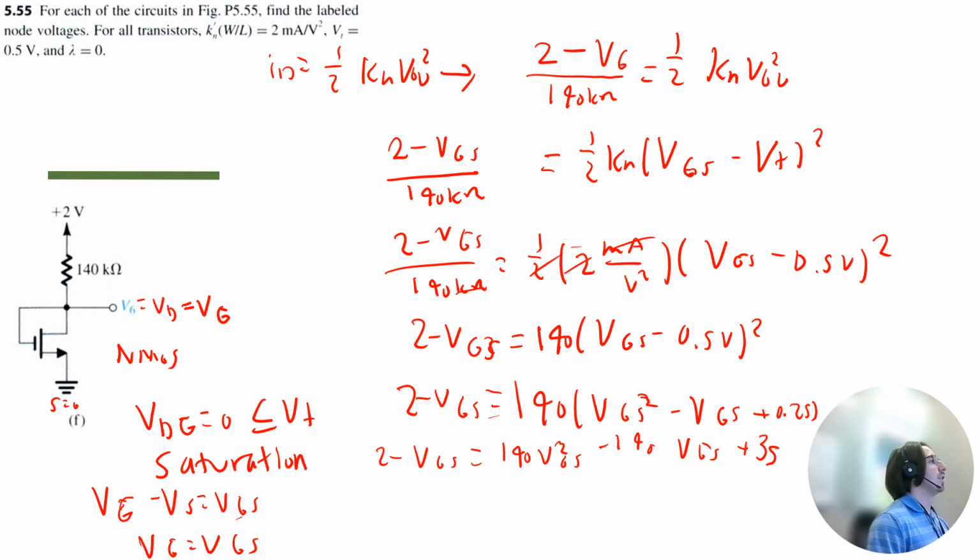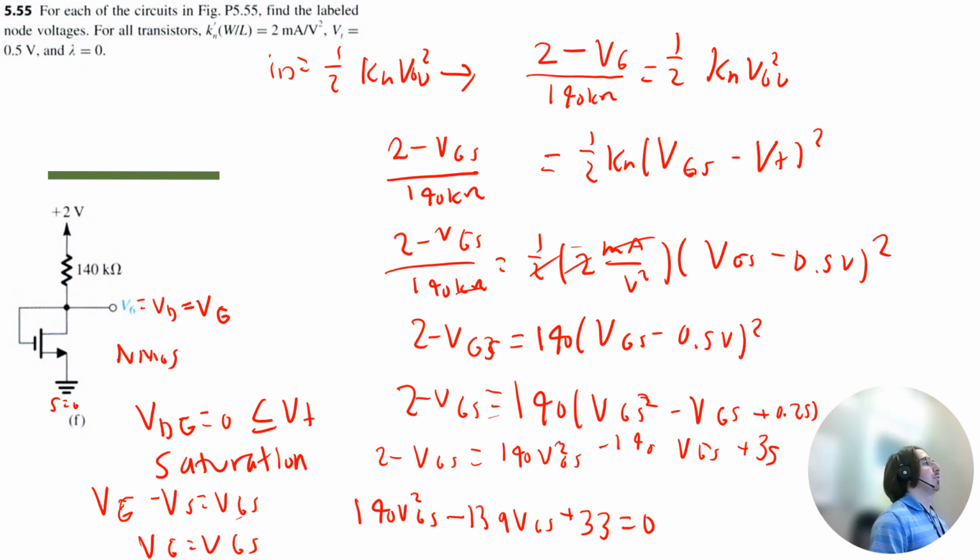Okay, and let's get everything to one side of the equation. So we'll have 140 VGS squared. We're going to add a VGS to the other side, so it's going to be minus 139 VGS now. We're going to subtract 2 to the other side, so we get 35 minus 2, which is plus 33 equals 0.